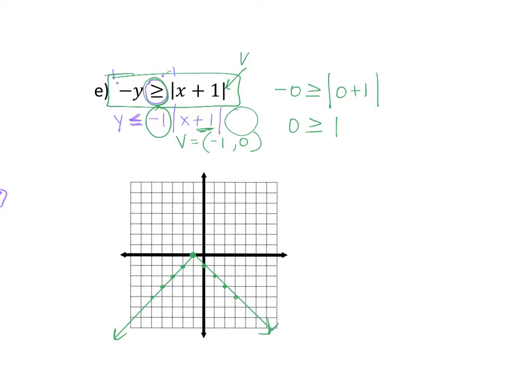So we don't want to shade the 0, 0 side. What we plugged in, we don't want to shade that side because it's not true. So we don't want to shade by 0, 0. We want to shade away from 0, 0, which would be this side. So that would be our graph.